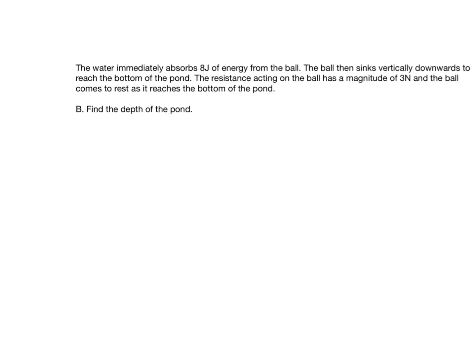This question now continues for part B. So it's now hitting the water, and we're told that the water is absorbing 8 joules of energy from the ball immediately. It's going to sink vertically downwards to the bottom of the pool and come to rest. And the resistance on the ball is going to have a magnitude of 3 newtons. We're asked to find the depth of the pool.